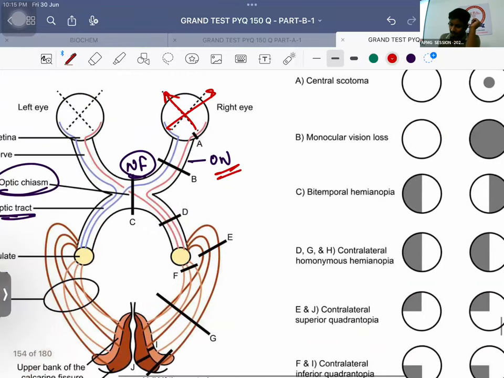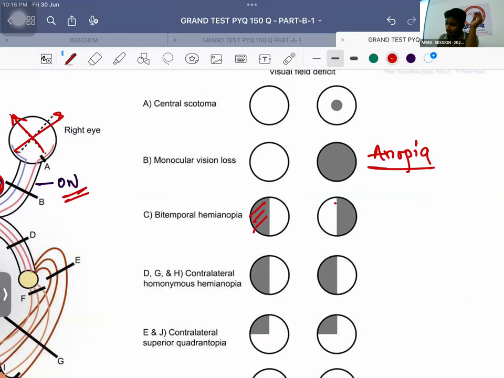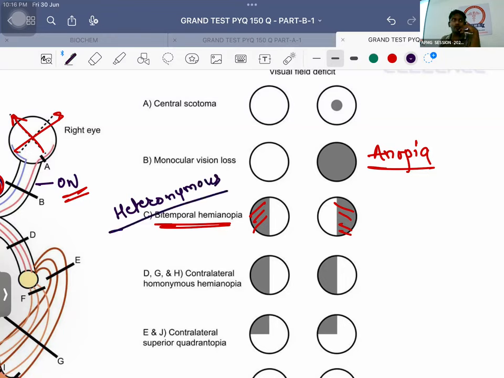Next, if there is compression at the level of optic chiasma, which fibers will be compressed? Nasal fibers. And nasal fibers are responsible for temporal vision. So I will lose my vision in both the temporal fields. That is known as bitemporal hemianopia. Why hemi? Because I'm only losing half my vision, in the temporal fields. In one eye there is a left-sided vision loss, in the other eye a right. So will this be homonymous or heteronymous? Heteronymous hemianopia. It is due to damage at the level of optic chiasma.